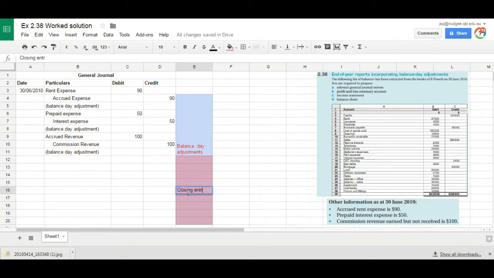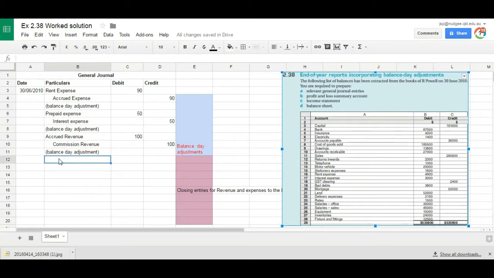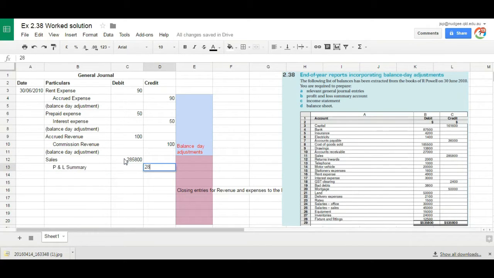Now we're going to move on to our closing entries. Now the point here is to close our revenue and our expense accounts to the P&L summary account. This is stuff that you guys have done before, so it shouldn't be too tough. So you've just really got to go through this list and find your revenues. Now the only revenue in that list is a sales revenue, and we're closing the sales revenue to the P&L summary.